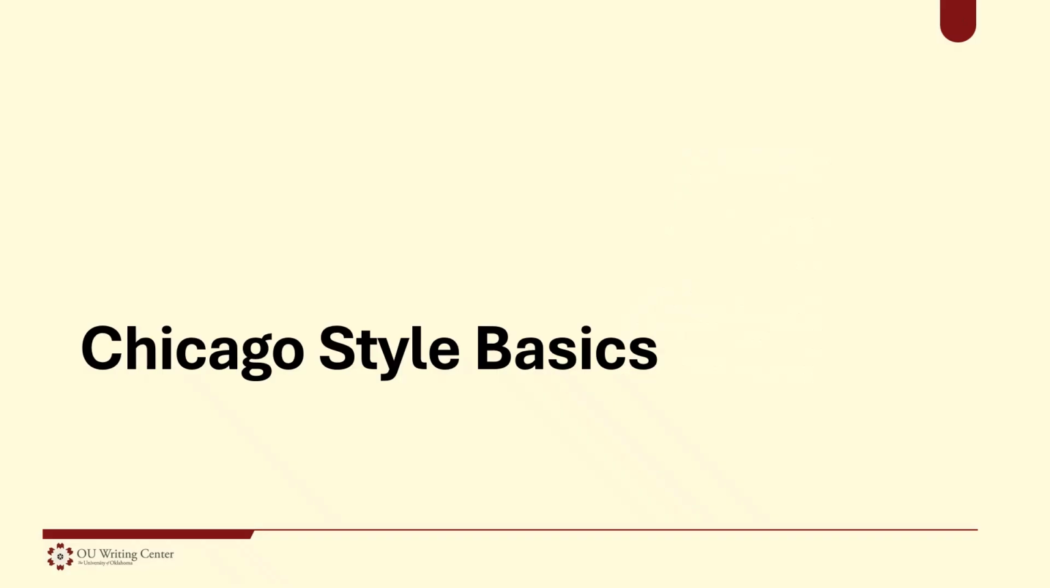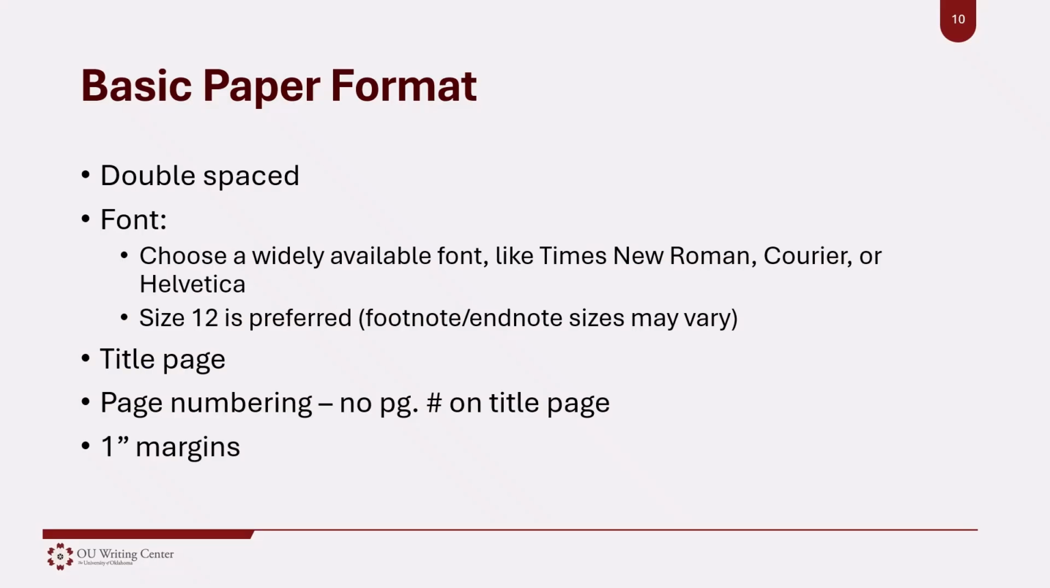Now, let's move on to the main event. What are the basics of Chicago Manual Style? Chicago style papers are formatted much like any other academic paper. They should be double-spaced with 1-inch margins and use a widely available font like Times New Roman, almost always in size 12. Be sure to number your pages.